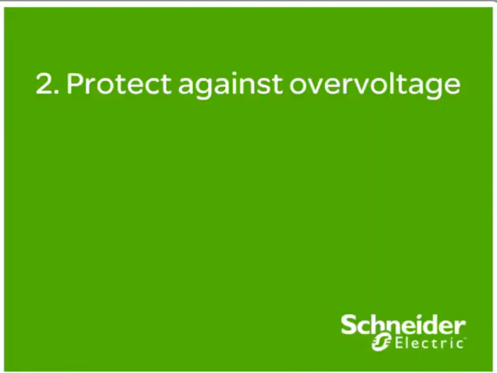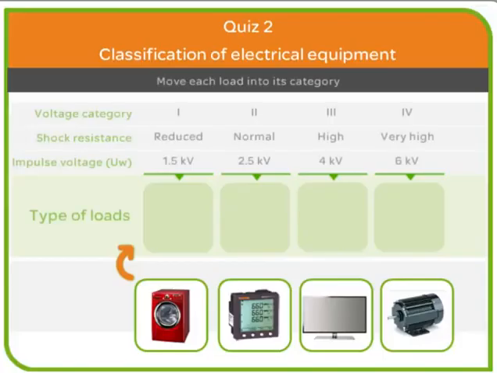Know how to protect against overvoltage. Not all devices in electrical installations have the same robustness when it comes to overvoltage. According to the IEC standards, the electric shock resistance of each device is classified in 4 categories with 4 levels of voltage, indicated here.